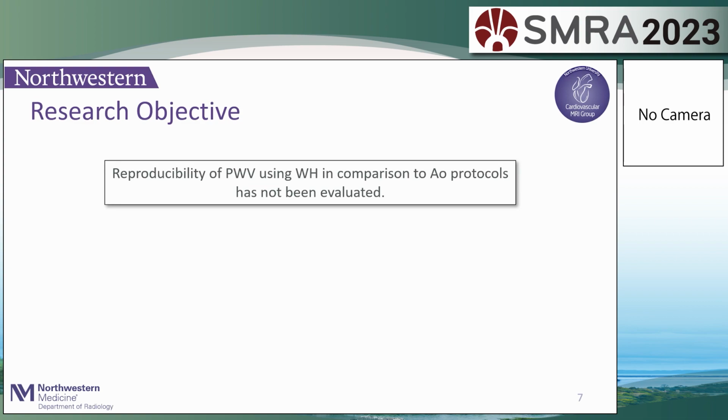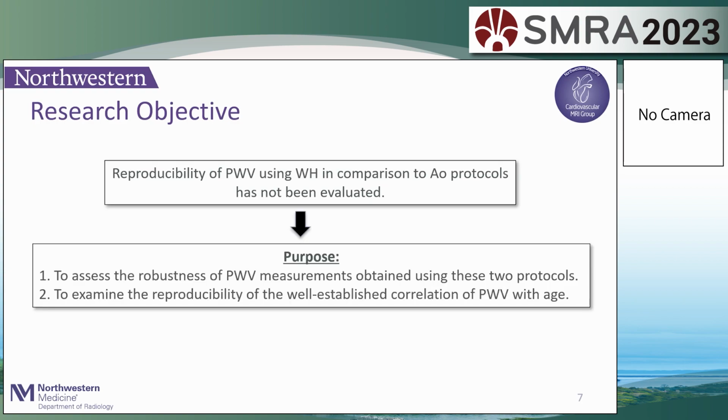But despite this increased adoption, the reproducibility of pulse wave velocity using whole heart in comparison to aortic protocols has not been evaluated yet, and therefore the aim of this study was to assess the robustness of pulse wave velocity measurements obtained using these 2 protocols, and second, to examine the reproducibility of the well-established correlation between pulse wave velocity and age.